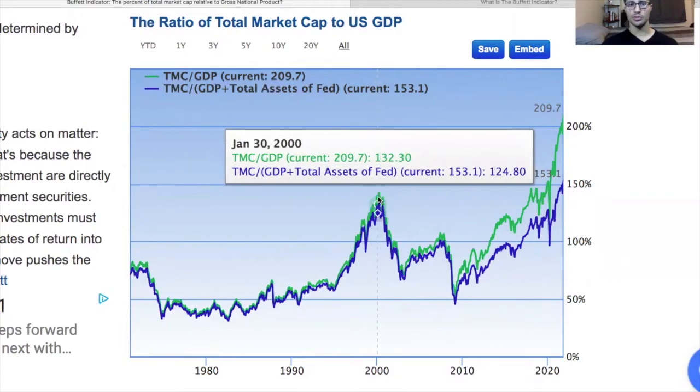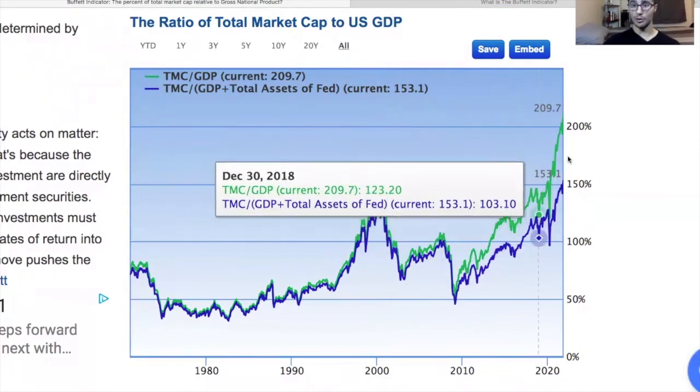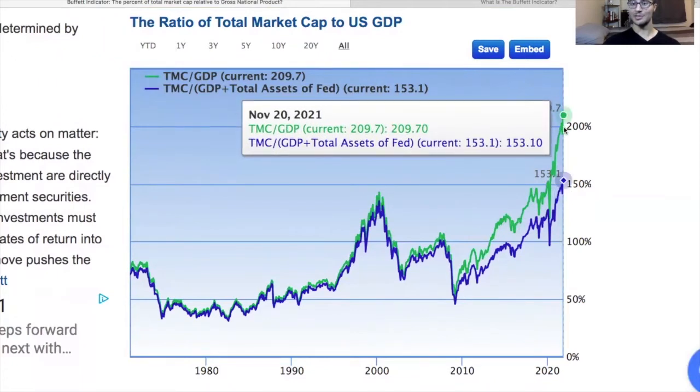Yeah, 142%. And if you take into account the assets on the Federal Reserve balance sheet, the total market cap was 135% of GDP and the assets on the Fed's balance sheet. So that's a high figure. Now, when you look at where we are currently, as of November 2021, this figure is at almost 210%.